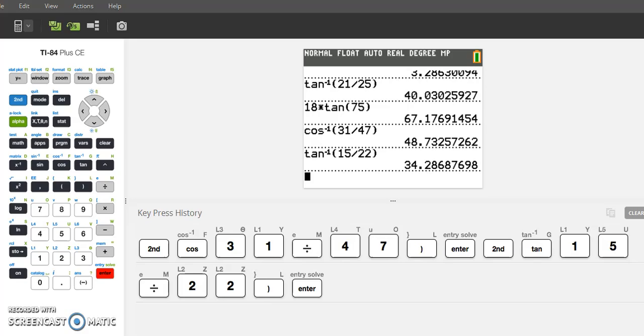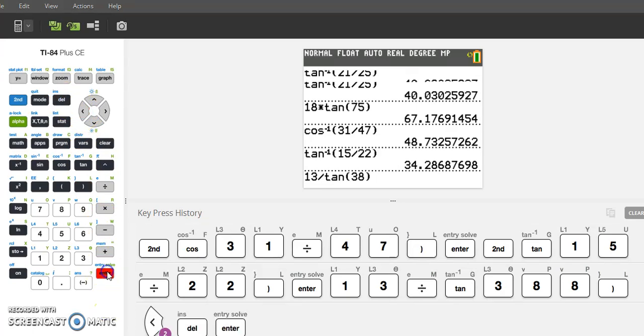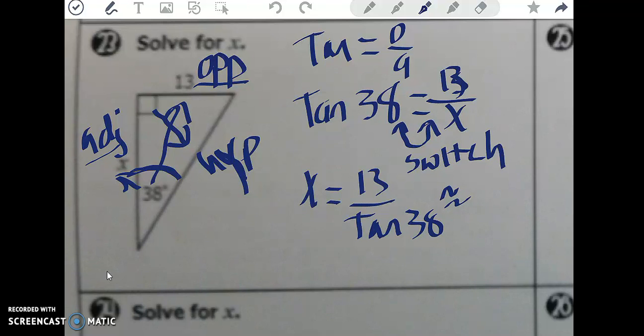Okay? So we'll go back to our calculators, and we end up with 13 divided by tangent 38. Whoa, not 388. So then we hit enter. So we end up with about 16.6. So that's what this x is going to be, about 16.6 feet, meters, centimeters, whatever it may be, long.